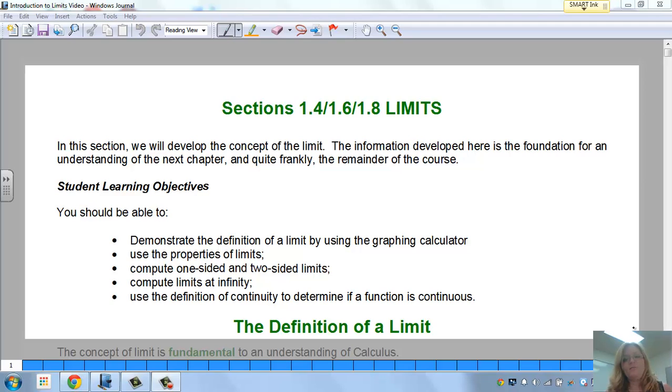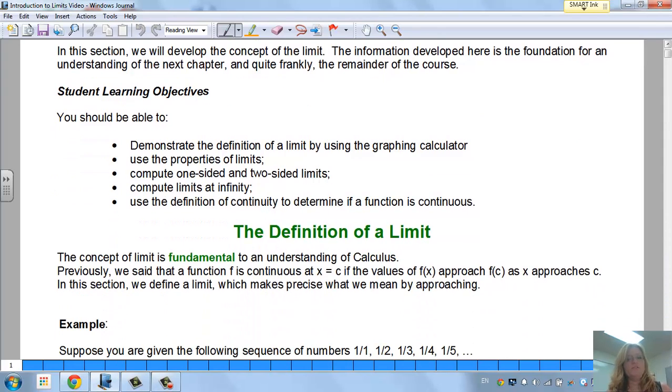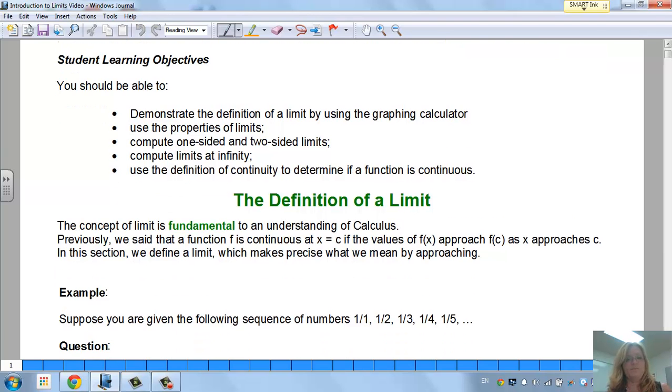The information developed here is a foundation for an understanding of the next chapter and, quite frankly, the remainder of the course. After all these notes, you should be able to demonstrate the definition of a limit by using the graphing calculator, use the properties of limits, compute one-sided and two-sided limits, compute limits at infinity, and use the definition of continuity to determine if a function is continuous.